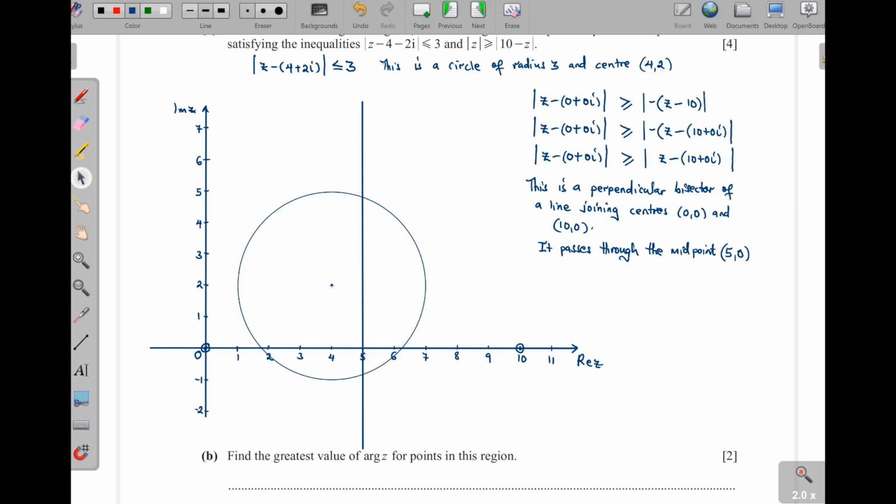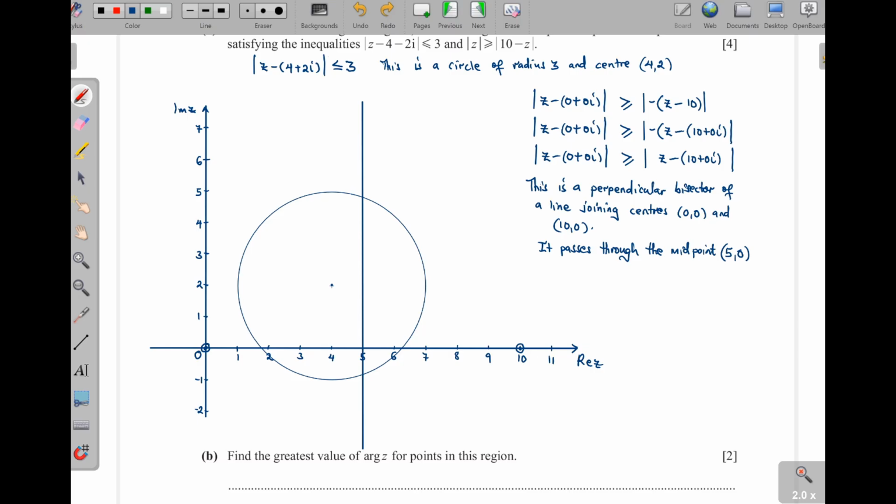And this line here has to be bold. Why? Because we are seeing what? The greater than or equal. If it were just greater than or less than, then the line would be dotted, because any points that are on that line are not considered in that case. So here they are considered.